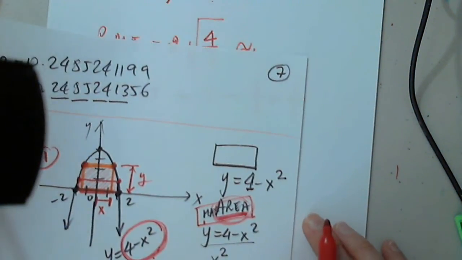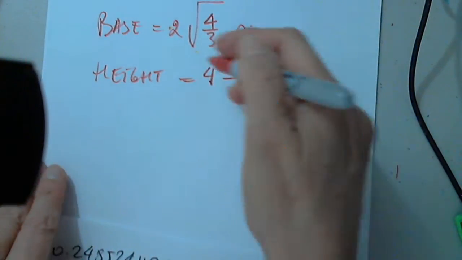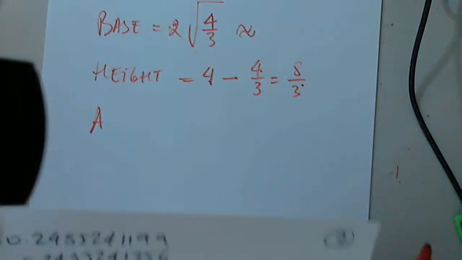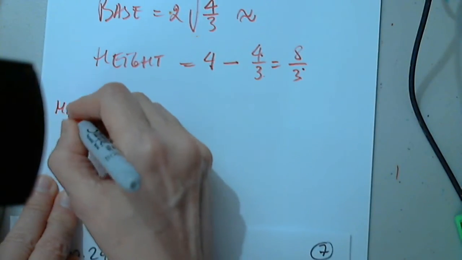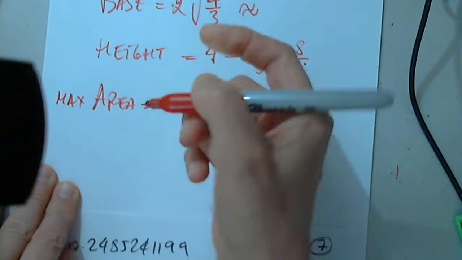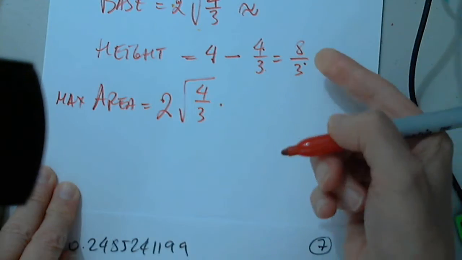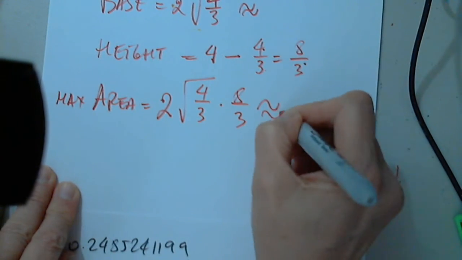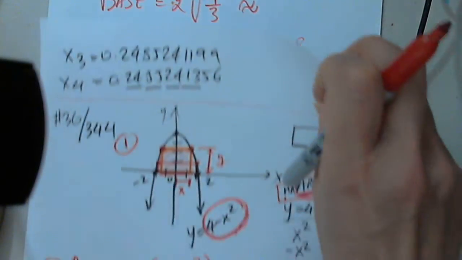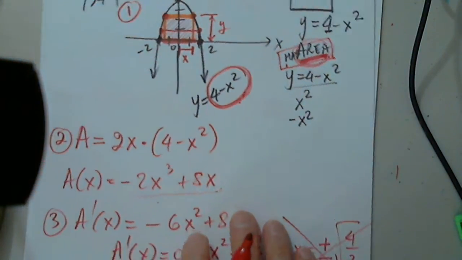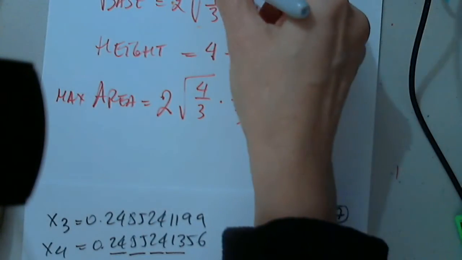Okay, now if they are asking us to find the maximum area, no problem. I have the length and the width. I don't even have to go back to this function. The maximum area is base times height: 2 times the square root of 4/3 multiplied by 8/3, whatever that is. If you want, you can go back here, but it's the same thing, because that's how we got the area. And that would be here, the maximum.